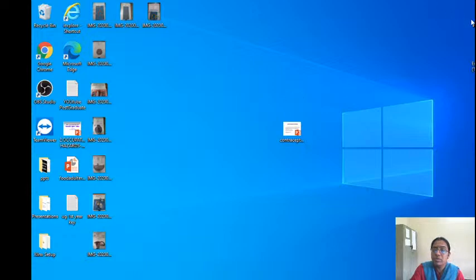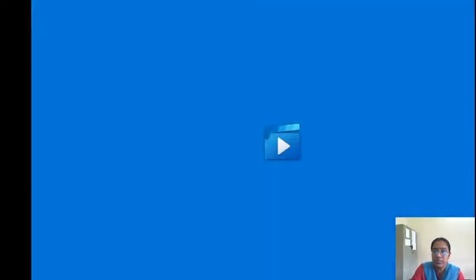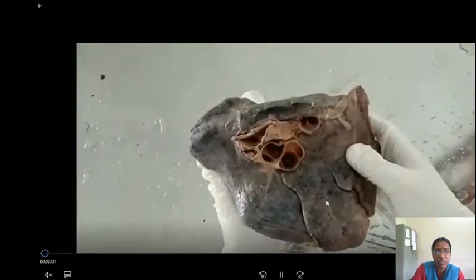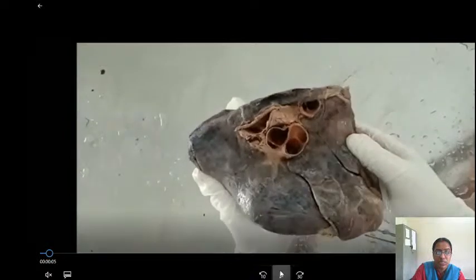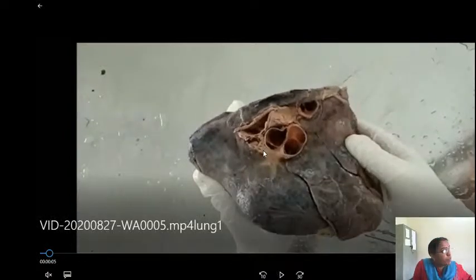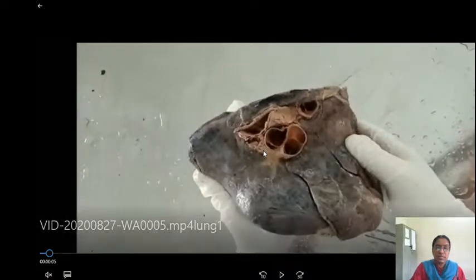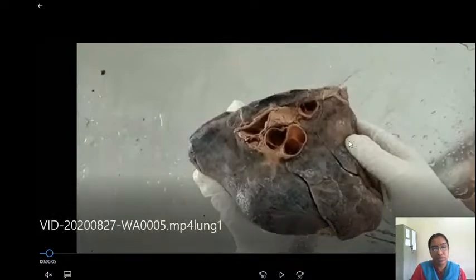Today's topic is about the lungs. So let us see the demonstrations of the lung. So this is what lungs are: a pair of respiratory organs which are present in the thoracic cavity. So these are the lungs. This is a lung which is present in the thoracic cage.